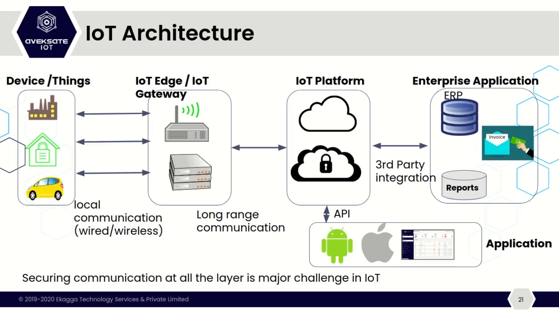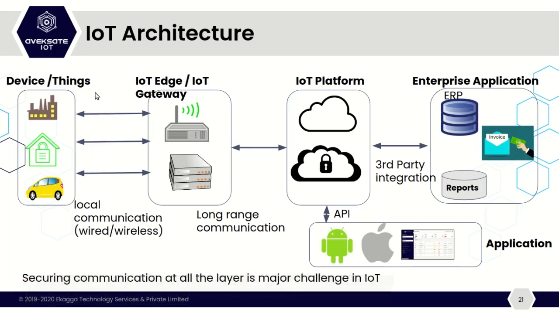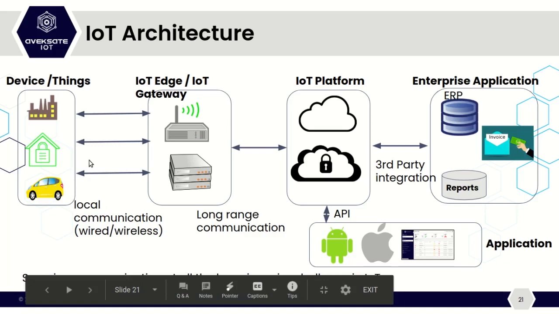So if you look at this slide, I will try to point out the different issues. For example, look at this area where there is communication happening between the things and the gateway. This is one of the areas that needs to be secured. This mostly happens wirelessly, but yes, there are wired possibilities as well.